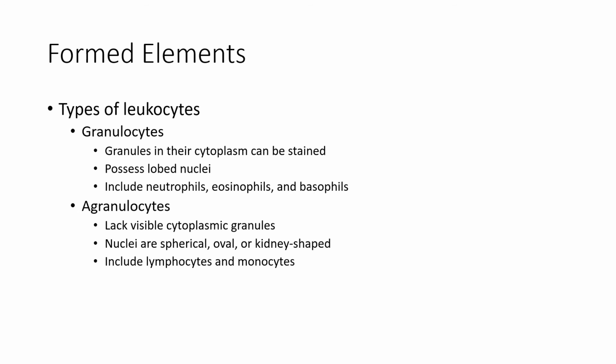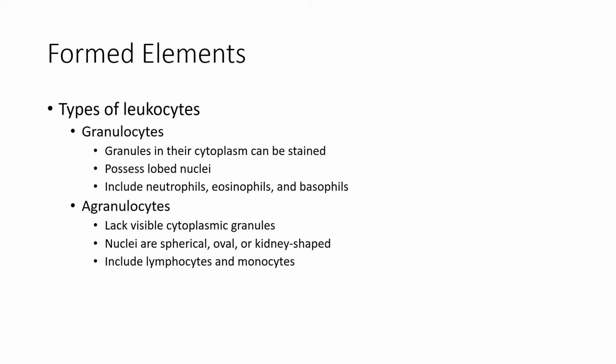Now, there are two major types of leukocytes, granulocytes and agranulocytes. Granulocytes have granules in their cytoplasm that can be stained. Granules themselves are going to look like sand inside of a cell's cytoplasm. And they actually contain different enzymes and chemical compounds that help in their fight against disease. Granulocytes also possess lobed nuclei, and they include neutrophils, eosinophils, and basophils.